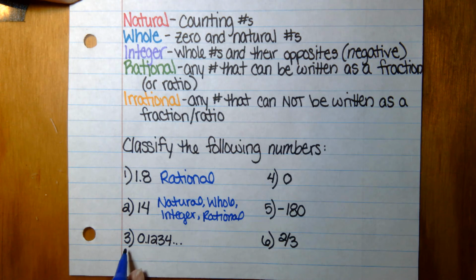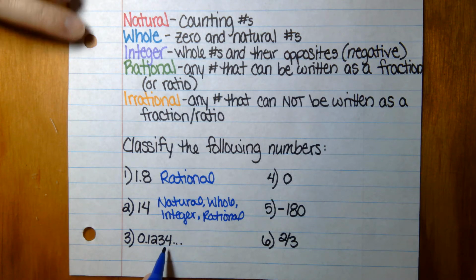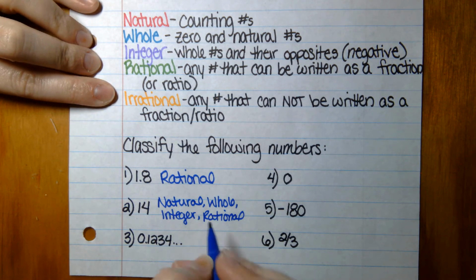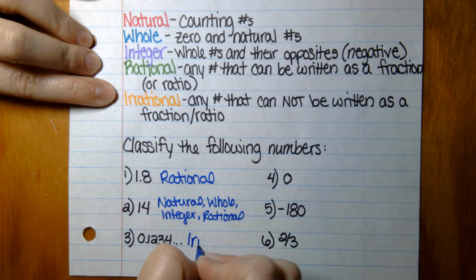If we look at example 3, we have 0.1234, so on and so forth. Since we have these 3 dots and I don't see any pattern here, there's nothing being repeated, that has to fall under our irrational category.